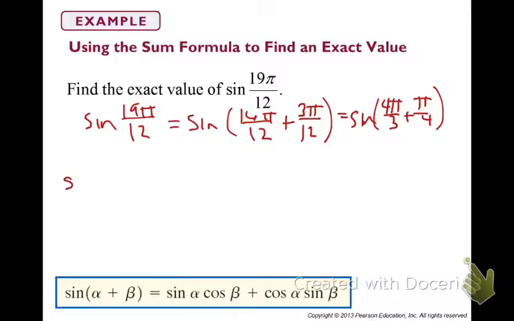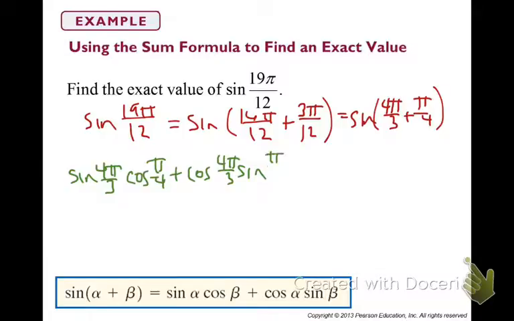So we're going to have sine of alpha, cosine of beta, plus cosine of alpha, sine of beta. And then we'll go straight to our unit circle.